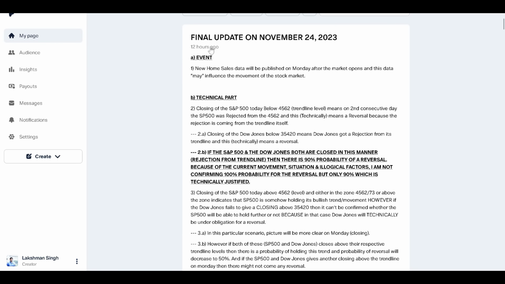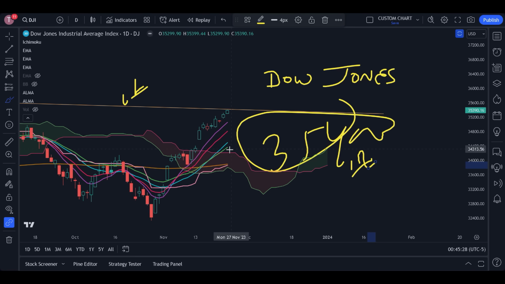So it was clear. This was my final update to my Patreon community members yesterday before the closing of the stock market, that if the S&P 500 and the Dow Jones both close in this manner, meaning rejection from the trend line, then there is a 90% probability of a reversal. Why 90% and why not 100%? The reason is that recently we have seen that the entire USA stock market has given unjustified movement. So I'm giving some room to that through the 10%.